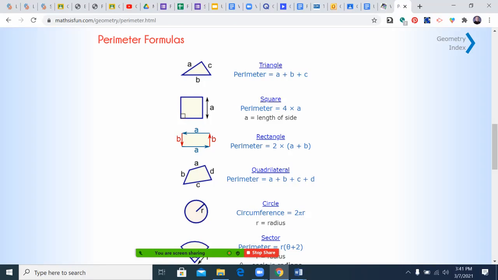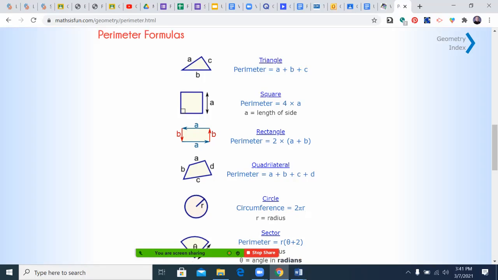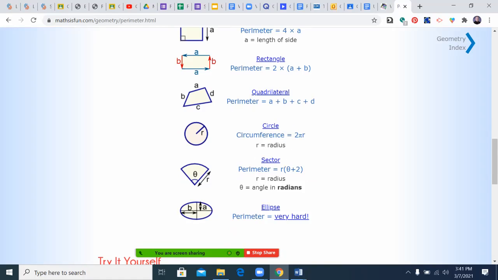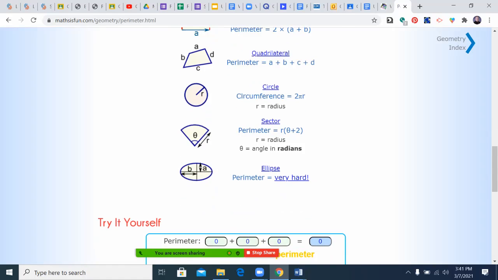But for a triangle, you just count all 3 sides. For a square, if you know it's a square and they're all the same, you could multiply 4 times whatever the side is. For rectangles, you could go A plus B and then multiply it by 2, and that's kind of what I did in the beginning. Quadrilaterals are 4-sided figures; add them all together. For a circle, take whatever the radius is and multiply it by 2 pi. That's not something you're going to worry about today. And if you're doing sectors and ellipses, congratulations, you're beyond 5th grade math.